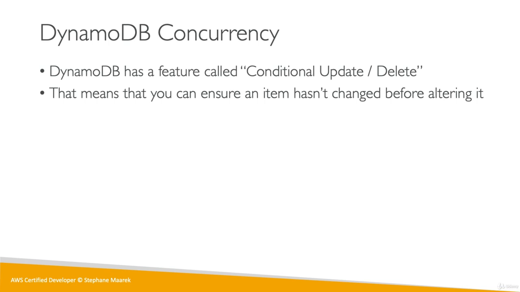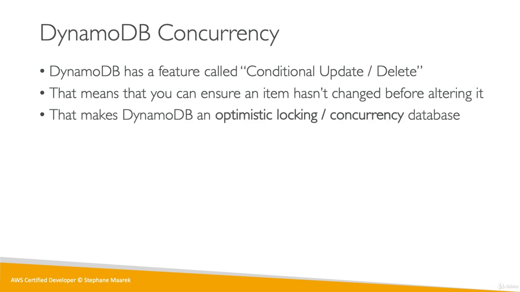Because we access stuff over the network, it is possible that multiple clients access the same object at the same time. And so we want to make sure that we delete something only if a certain condition is validated. And so that makes DynamoDB something called an optimistic locking or concurrency database. So for the exam, just remember that DynamoDB is optimistic locking, okay? Not pessimistic, it is optimistic.